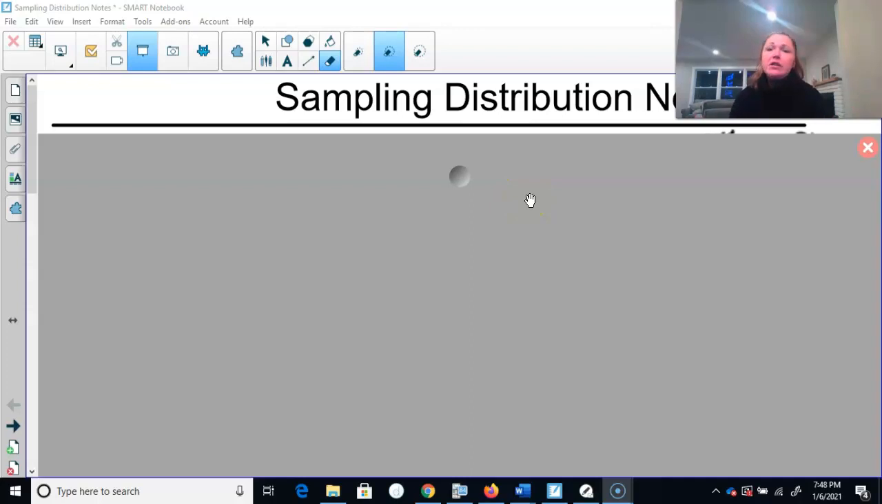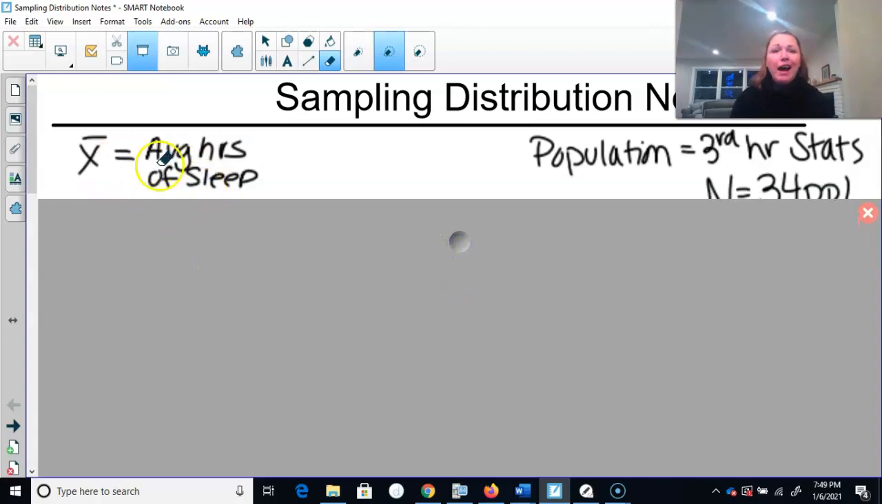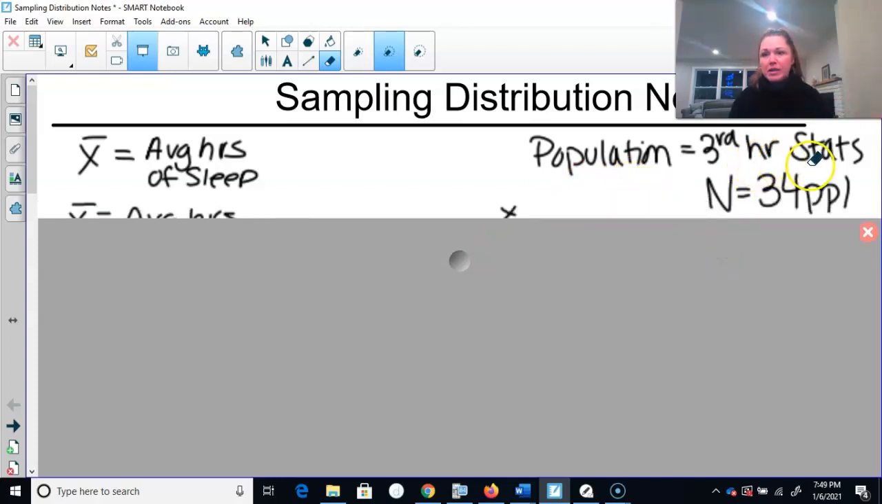Everyone stand up, find two other people and ask them how much sleep they got last night, including yourself. You write that down, find the average of that and come report it to me. Do this a couple more times, maybe 3 times for me. I'm looking for, on average, how many hours of sleep you are getting. My population right now, from last year, is my 3rd hour statistics class, and my capital N, my population size, is 34 people.